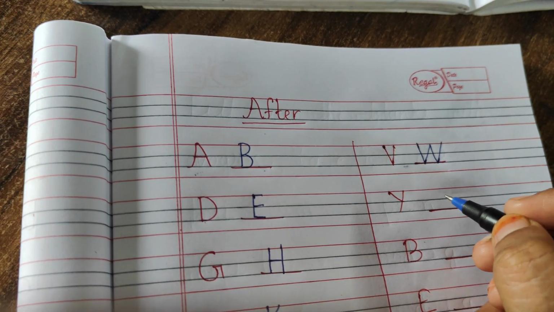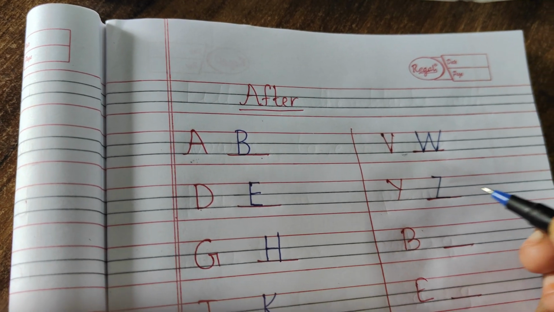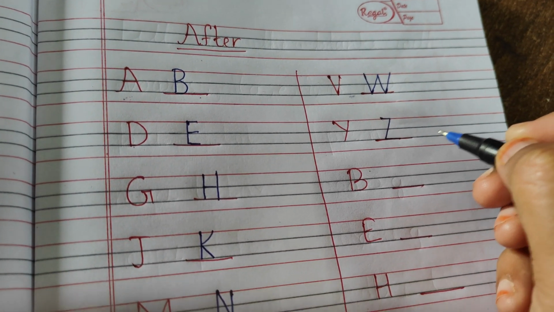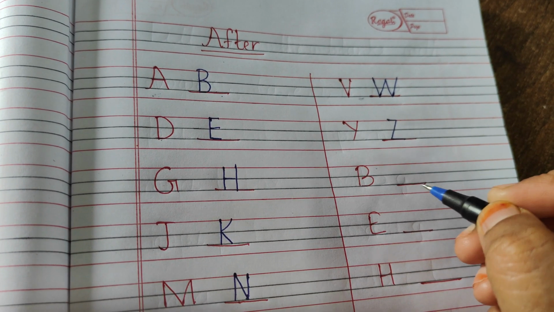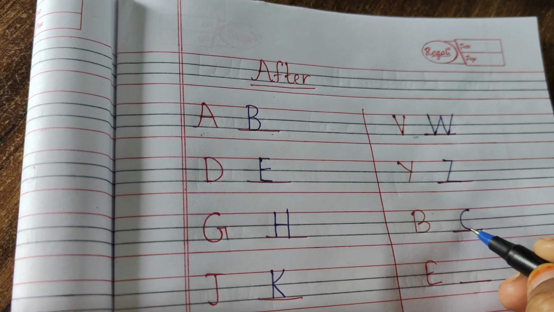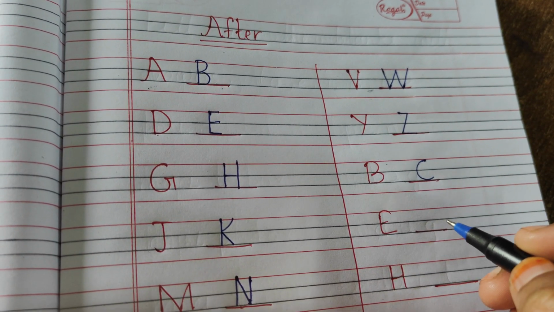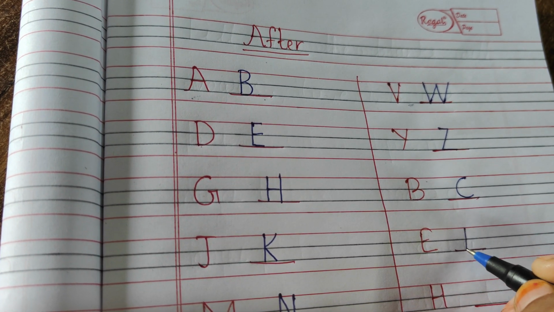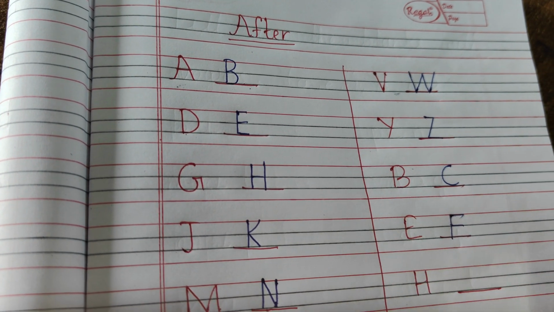What is the after of Y? After Y comes Z. What is this? B. What is the after of B? C. What is this? E. What is the after of E? F. After of E is F.